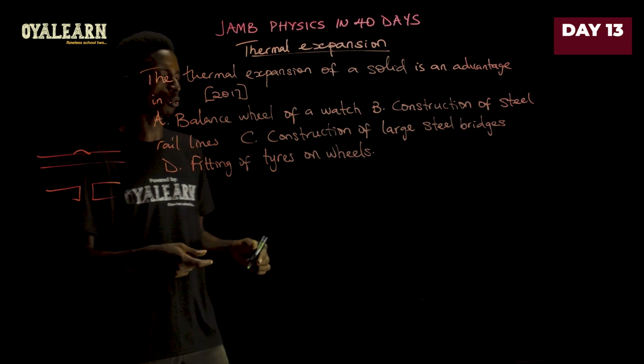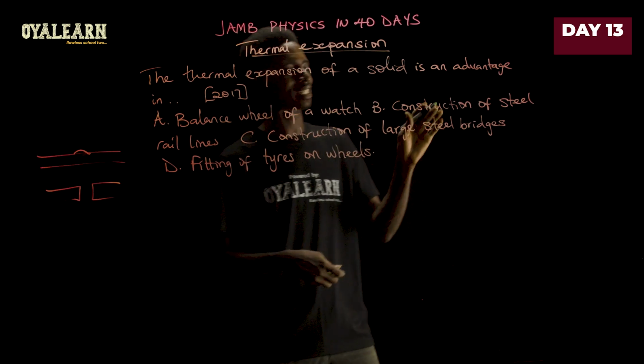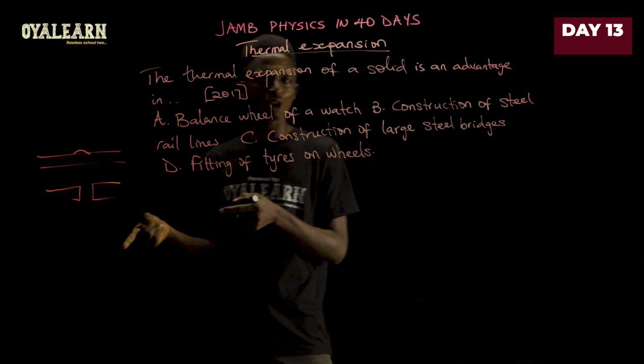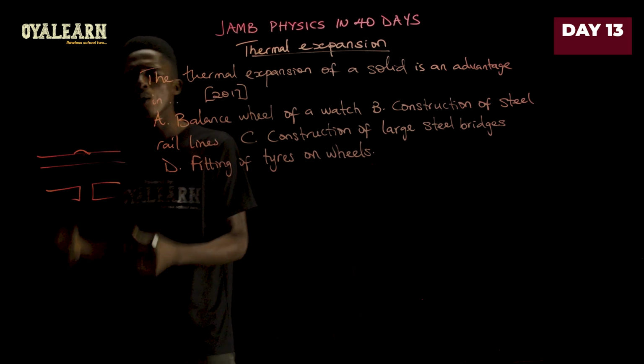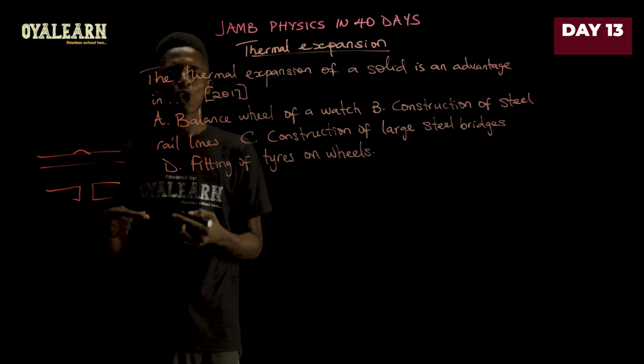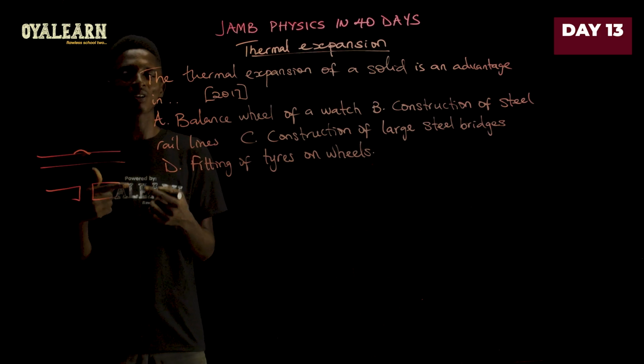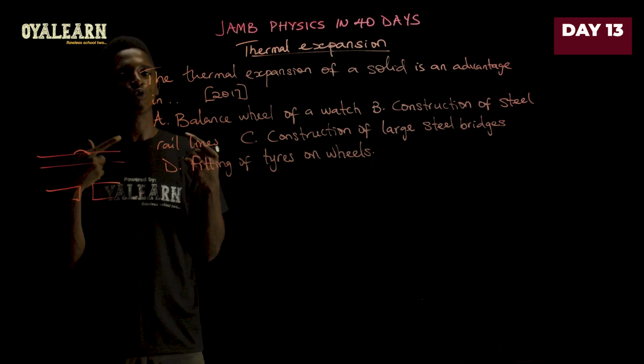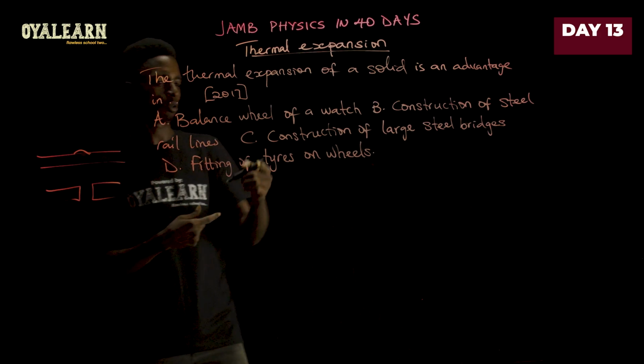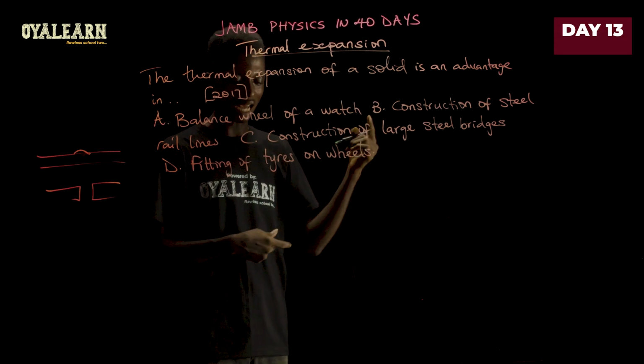Now, in the case of option C, we have construction of large steel bridges. The same thing also applies in this case. You always have to leave gap for expansion. Otherwise, thermal expansion can cause the entire bridge to collapse. So you wouldn't want that, because that is also a disadvantage.